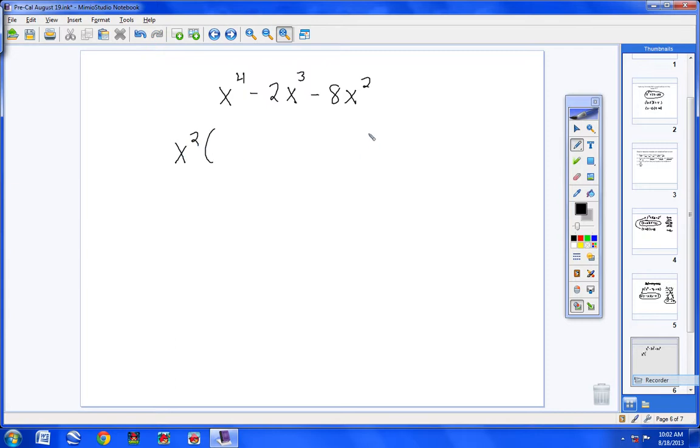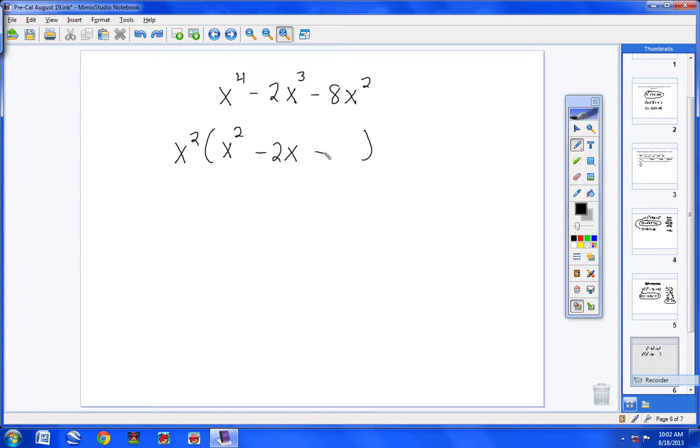Now let's see what happens. x times something is x to the fourth. Well, it should be x squared. x squared times x squared is x to the fourth. All right. Now, what would I put here? How about a negative 2x? Let's see. Always check your work here. Make sure you're doing it right. Let's check it. x squared times a negative 2x would be negative 2x cubed. That's right.